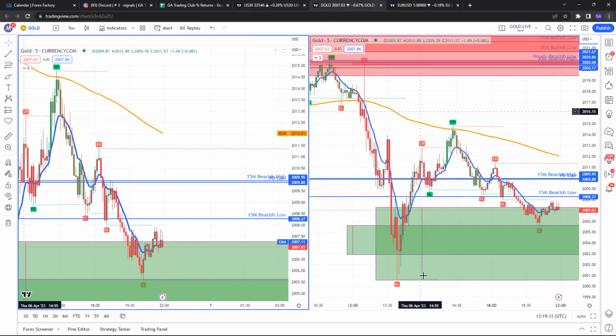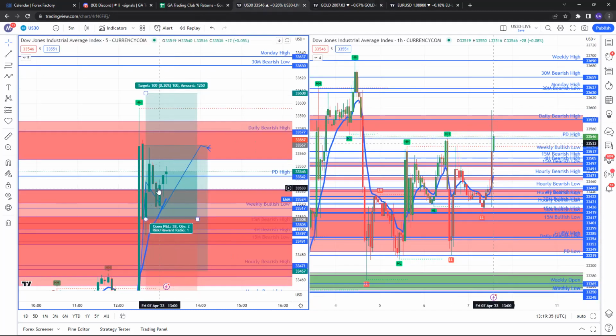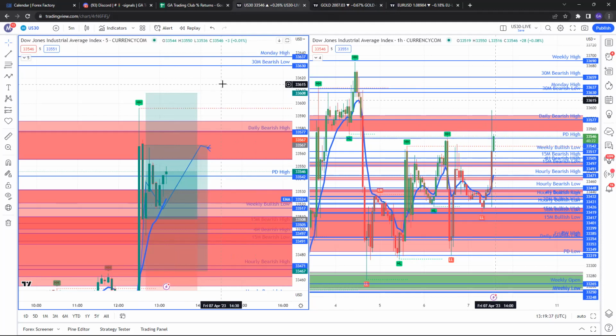Is indices closed for the day? Because it ain't moving. Yeah, looks like indices is closed and gold is closed. Yeah, so that's what I was saying. I don't know if anybody has any FTMO live account.